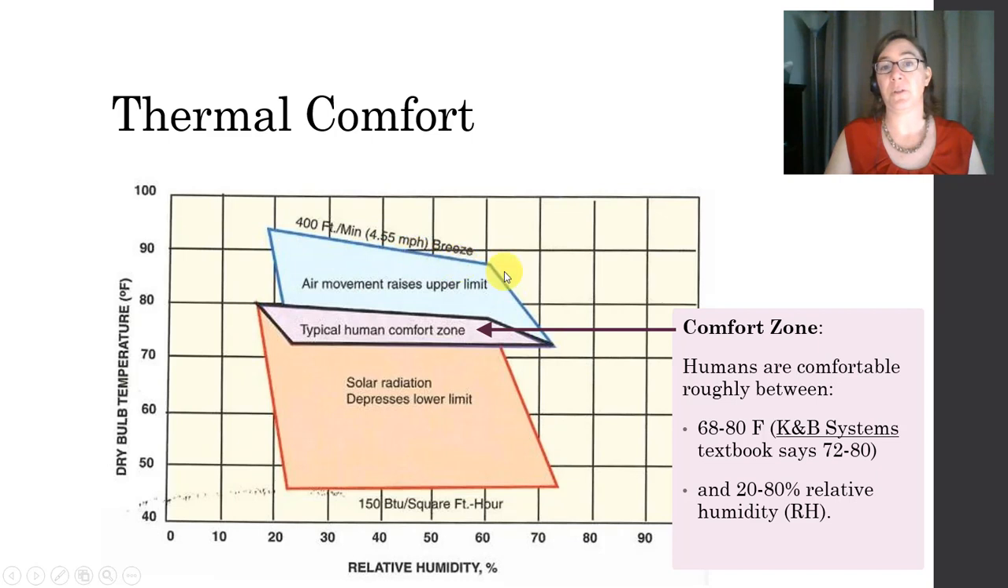So that's what these sections on the graph are. Your occupants can still be comfortable even in these temperature areas if you add some air movement or some solar radiation.